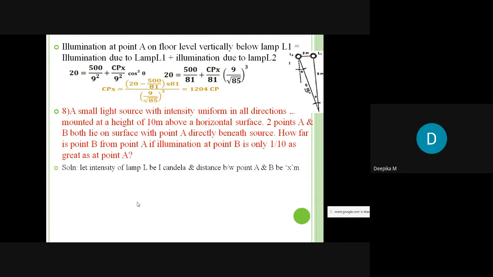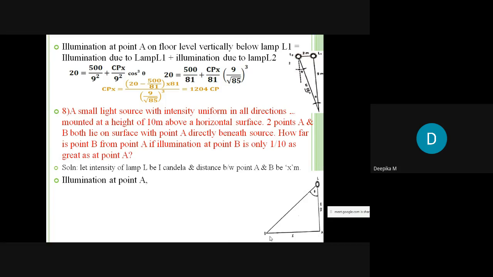So let us first write down the diagram. This is the one lamp we are having, and point A is nothing but this, and the mounting height is 10 meter, and we have to calculate the distance between point A and point B.